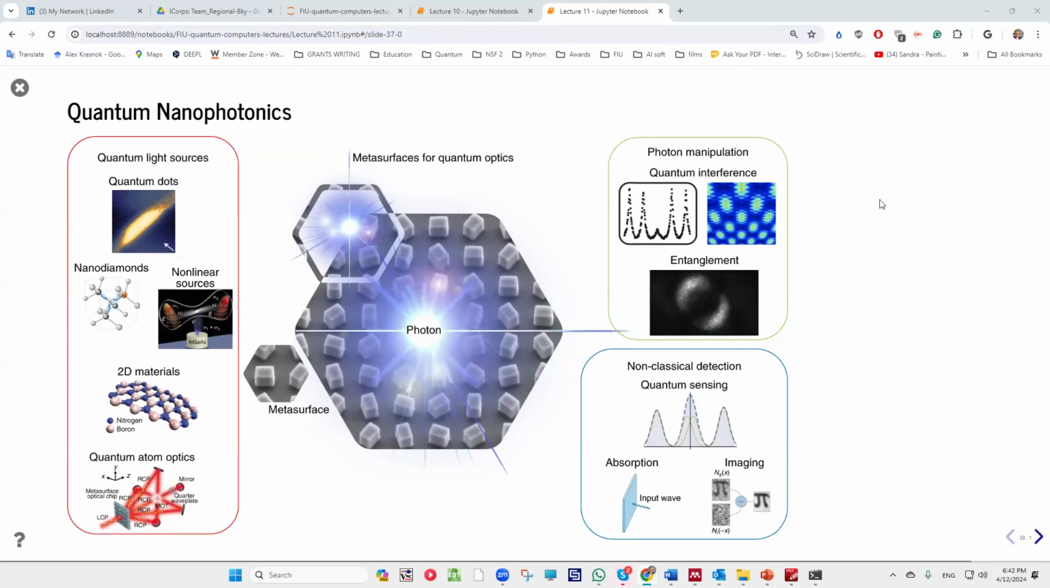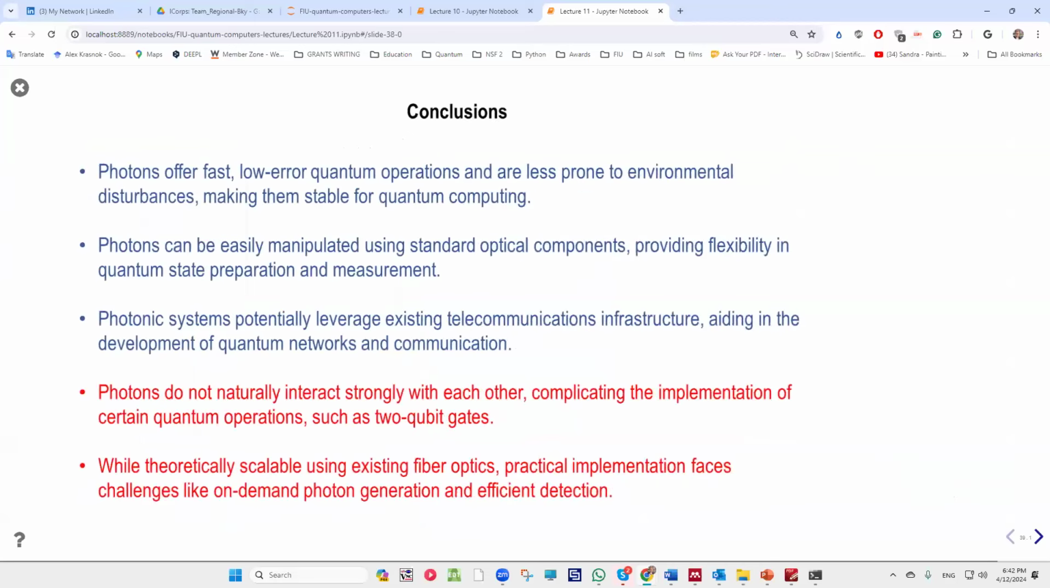Do you have any questions about this part? Okay, so this brings us to the conclusions.